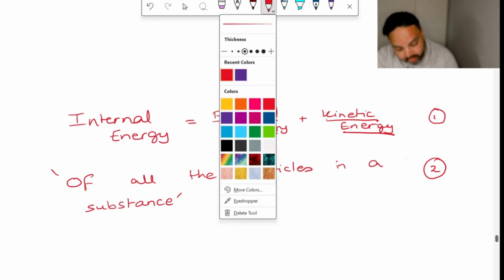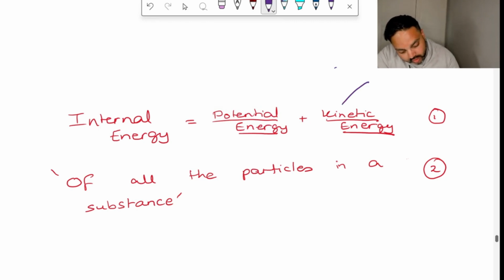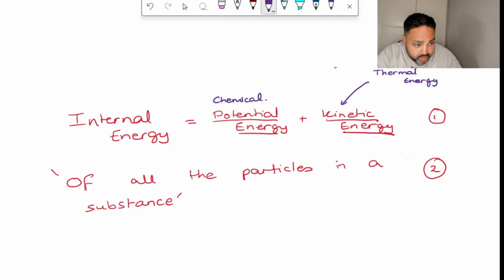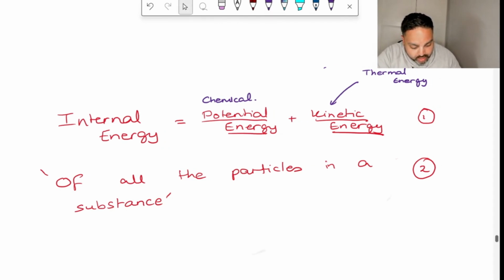Now, sometimes in some definitions they will refer to this as the thermal energy of a substance, and potential is actually chemical potential energy. So this is the sum of all the chemical potential energy and the kinetic energy. Kinetic is thermal, yeah. Theo, in this particular example, because we're talking about the kinetic energy of the particles, we are talking about thermal energy, okay?